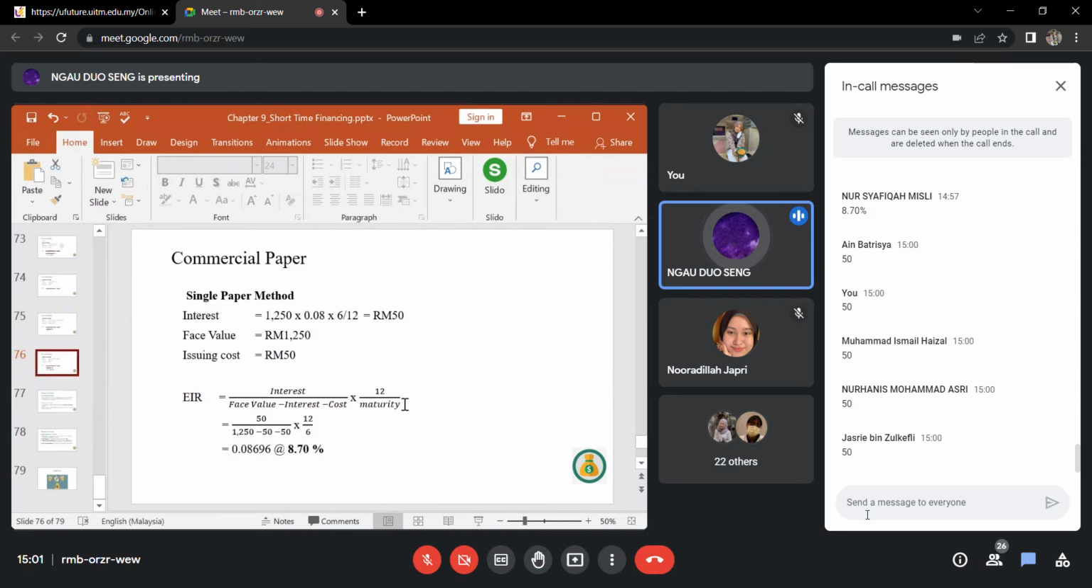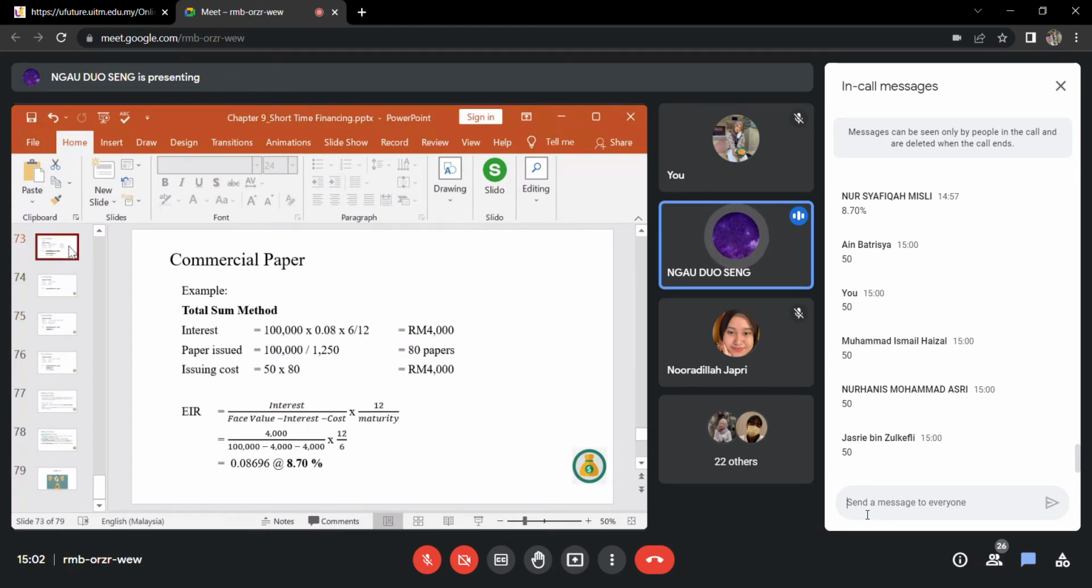Okay, so the answer is 8.7. Either you are using the single paper or the total sum method, you will still get the same percentage.